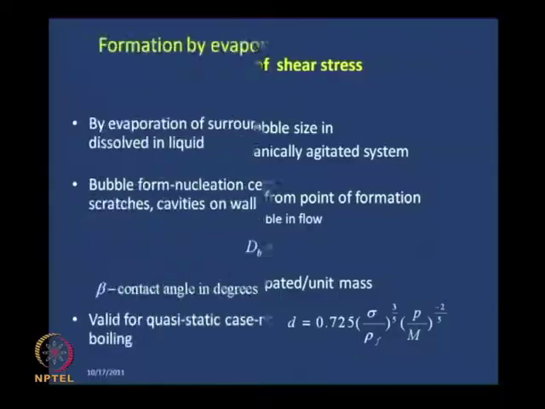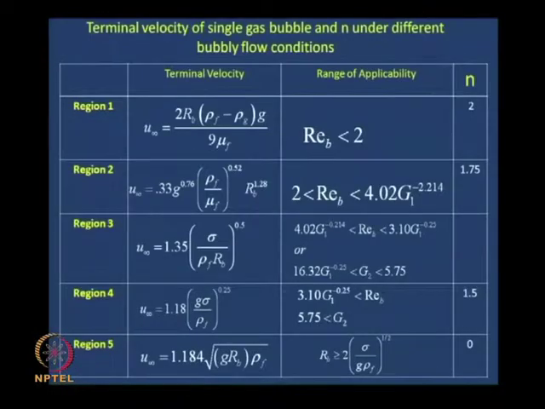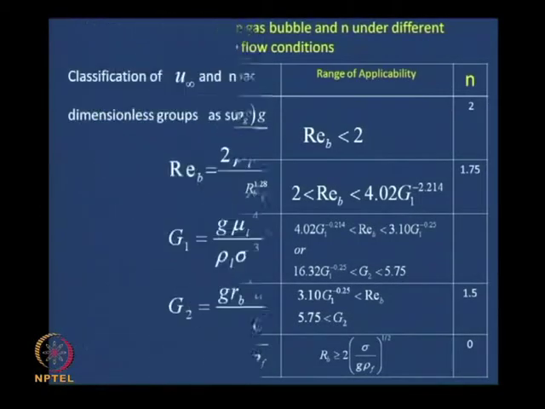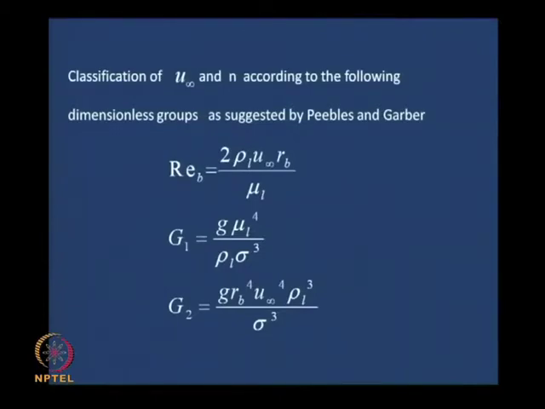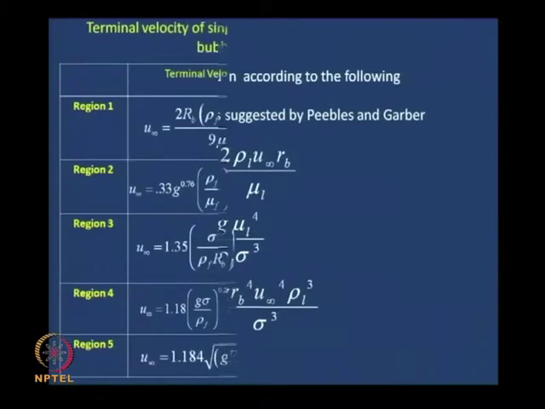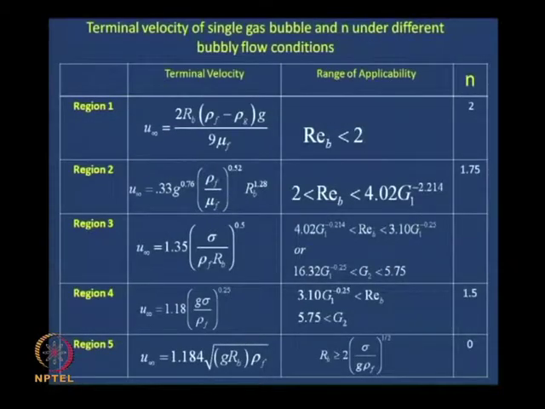Please remember, the equivalent diameter is nothing but the diameter of a sphere which has the same volume as the bubble. Once you find that, we go to this particular table, use the value of RB that we have obtained, find out REB, G1, G2 from these expressions, and then decide which region you lie in, and accordingly select terminal velocities and n.